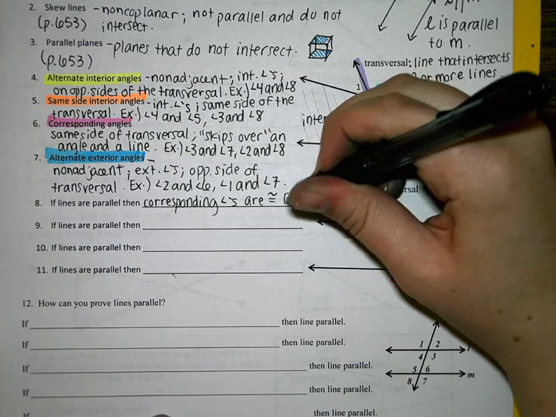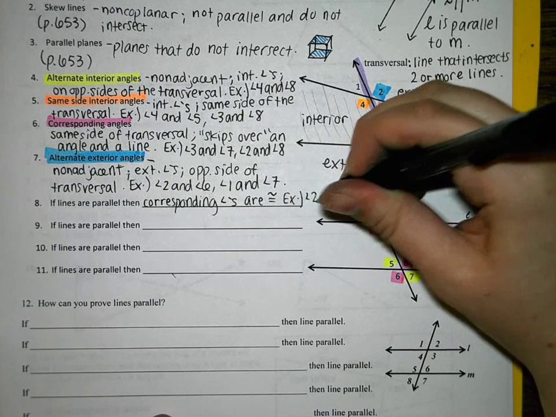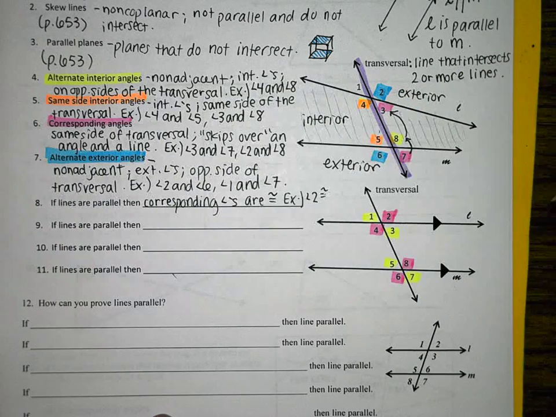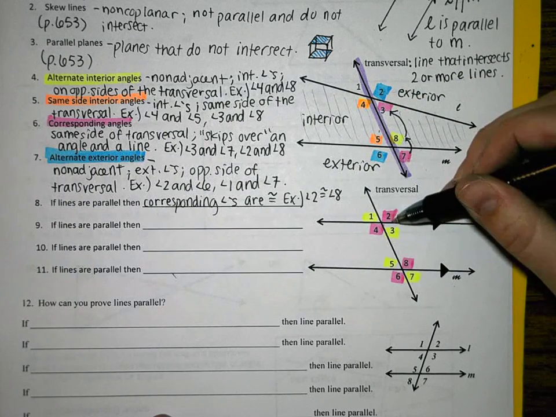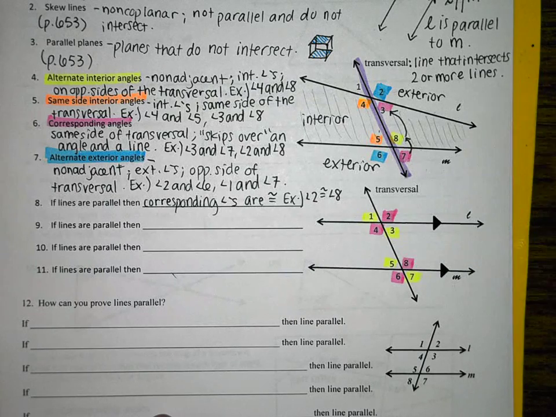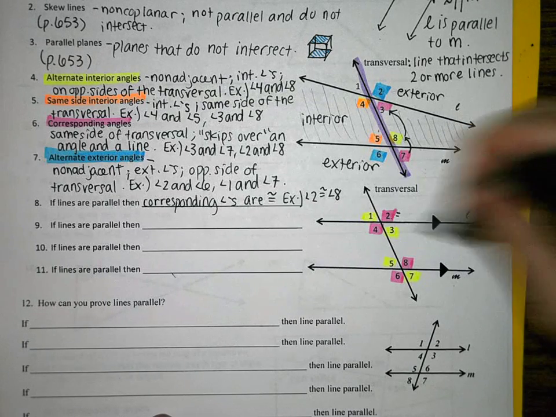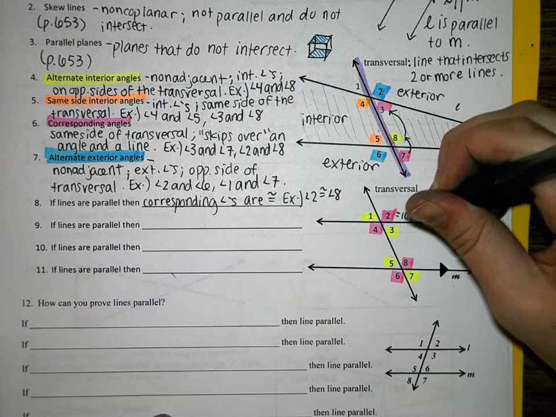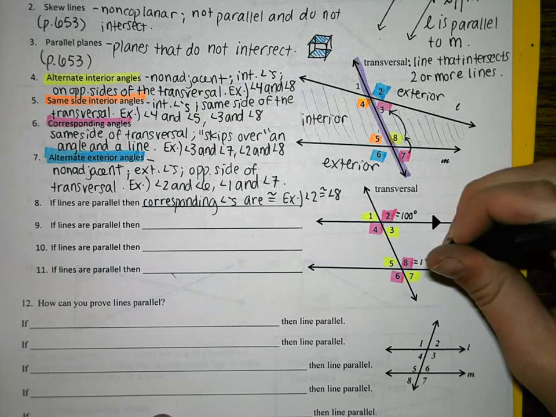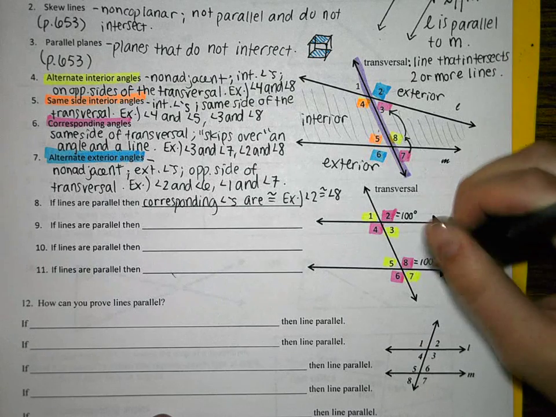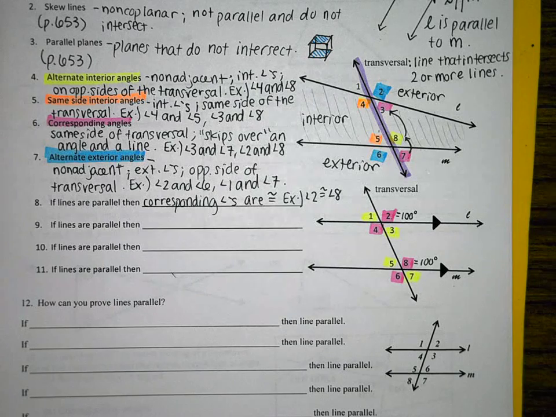So one example is angle 2 being congruent to angle 8. So again, it skips over a line and one angle to get to 8. So let's say if 2 happened to be 100 degrees, that means 8 must be 100 degrees. If these two are the same, that can prove by the corresponding angles that L and M are parallel.